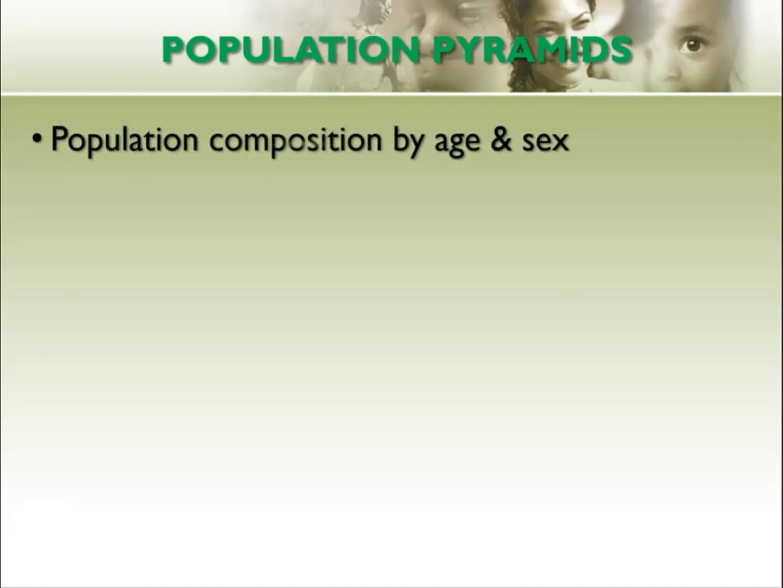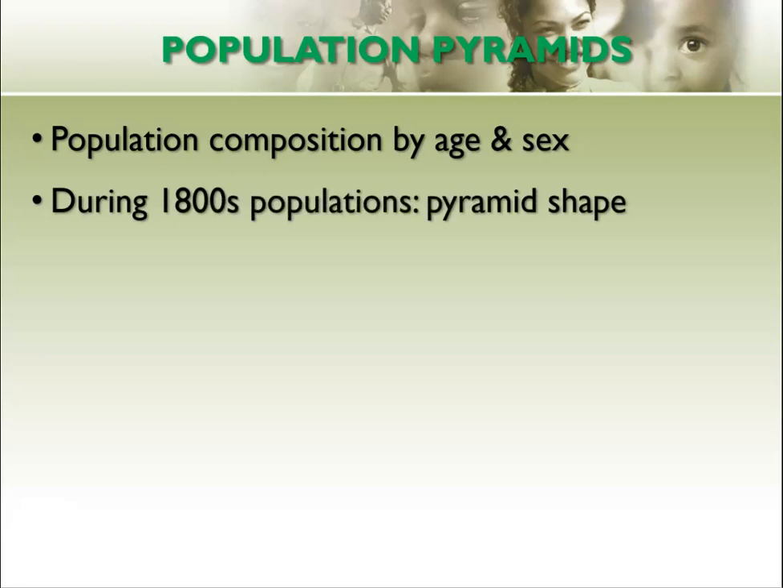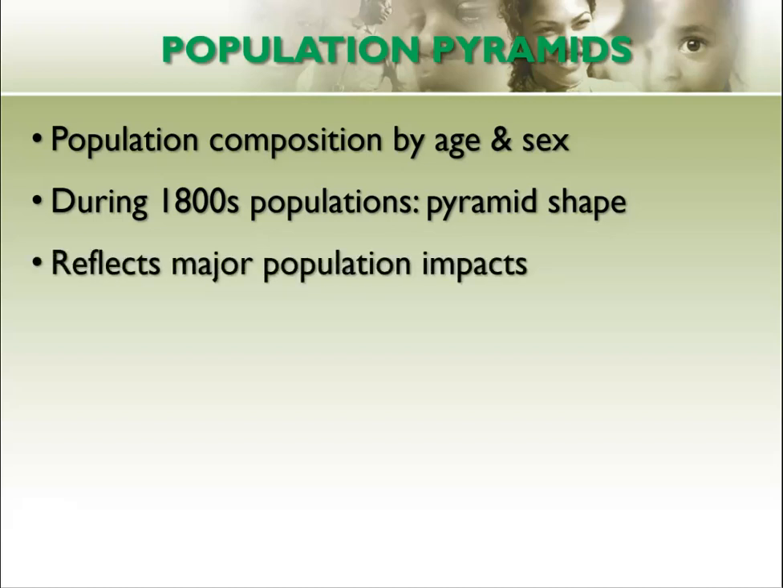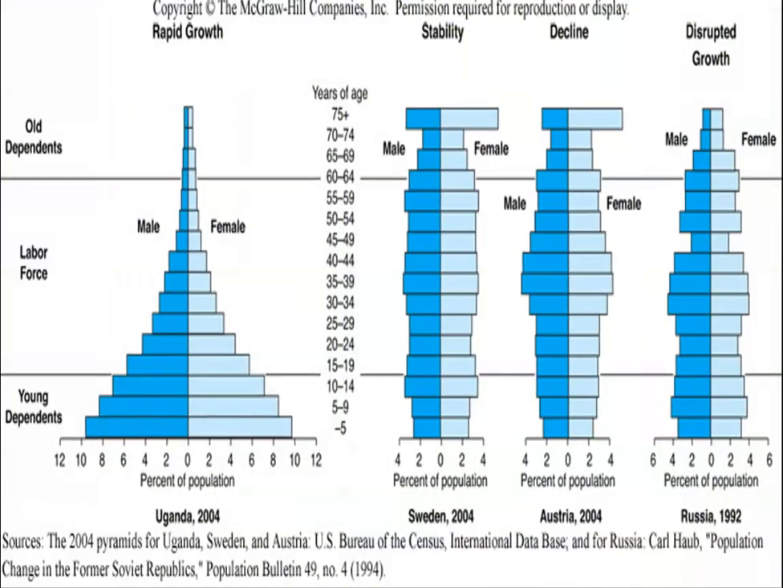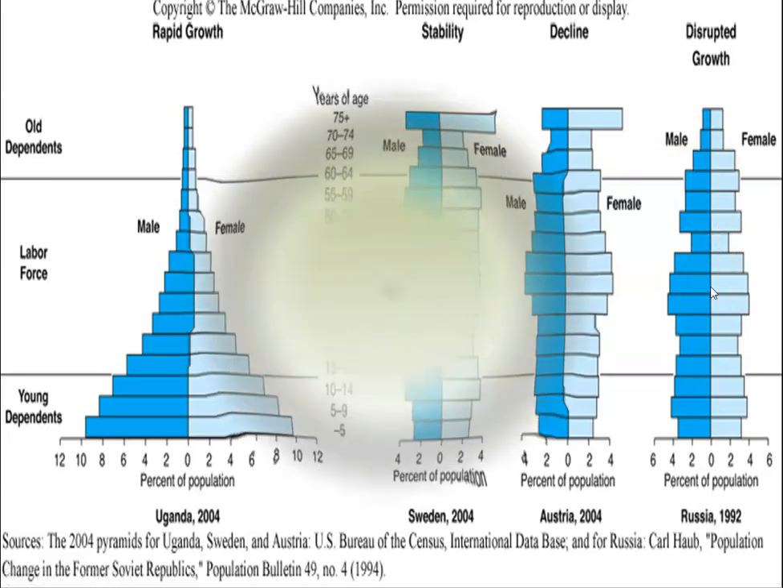Population pyramids show population composition by age and gender. During the 1800s, population pyramids had a particular shape. This reflects major population impacts. This is in 1970, this is 2000, and this is 2030. These are the various pyramids. This shows rapid growth. Here you can see stability in the population. This is a decline, and this is disrupted growth.